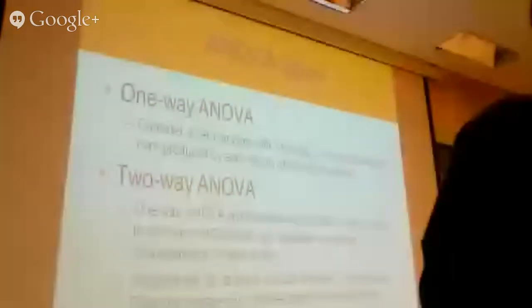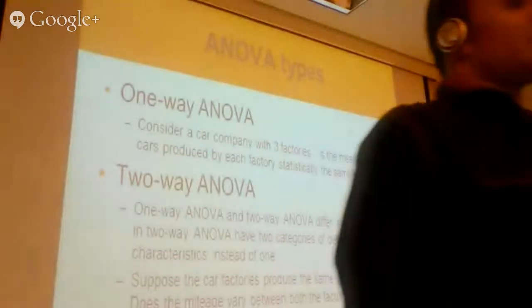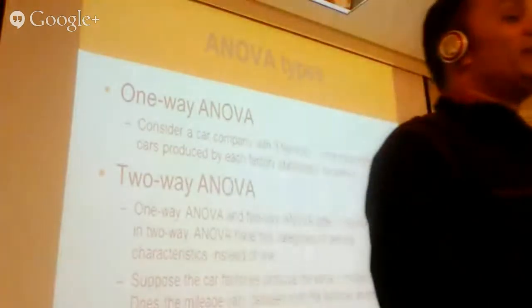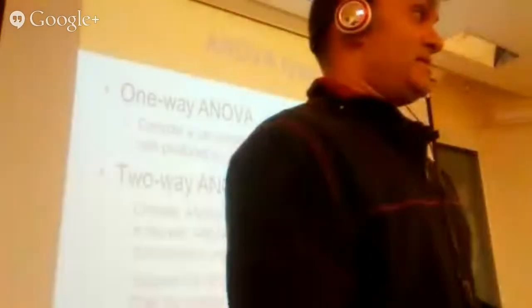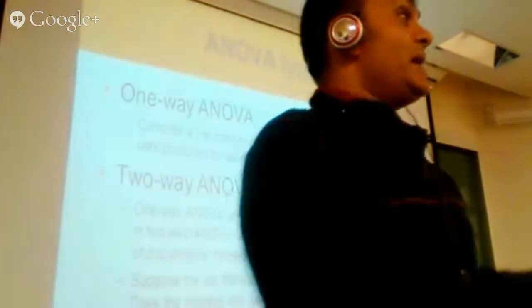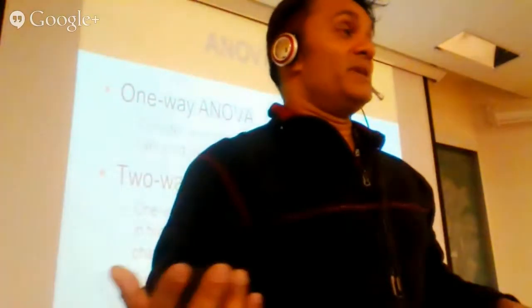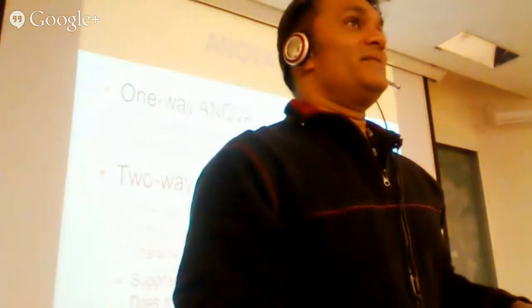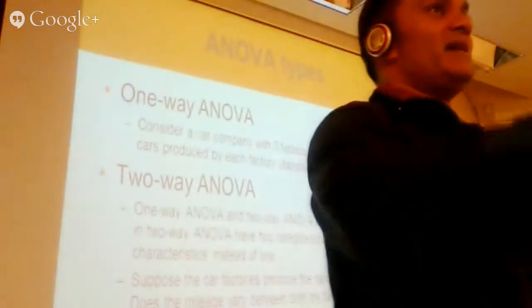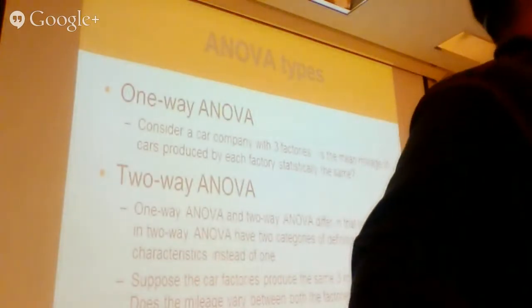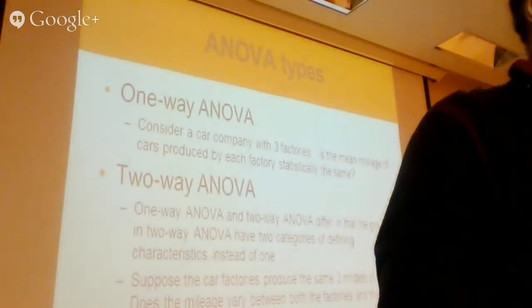A two-way ANOVA would be something like, the car factories produce three different models of cars in each factory. So now I've got models of cars and I've got different factories. And I care about the mileage still. So the independent variable is still the same, that's mileage. But I've got these other categories to deal with now, model and factory. So that's a two-way, two dependent variables.